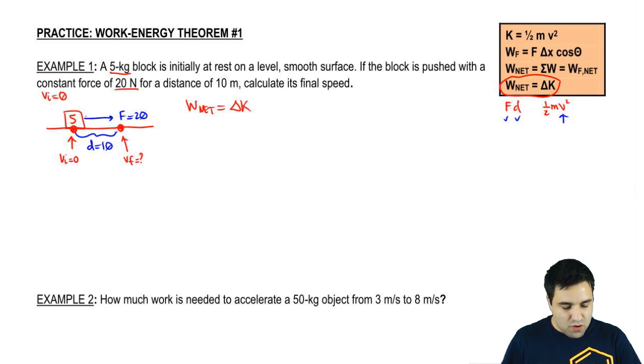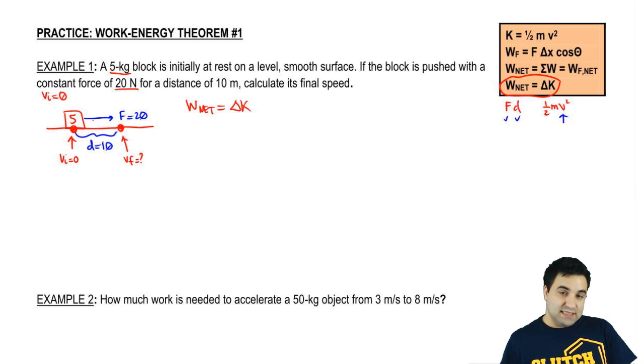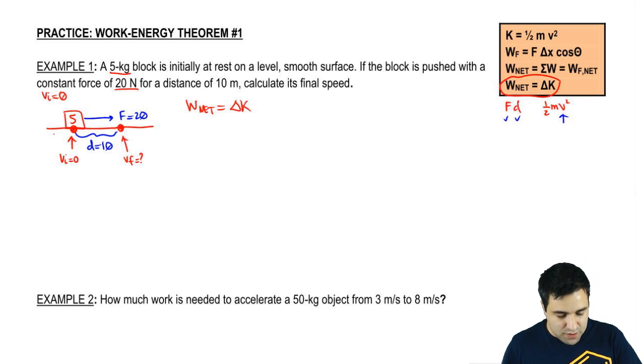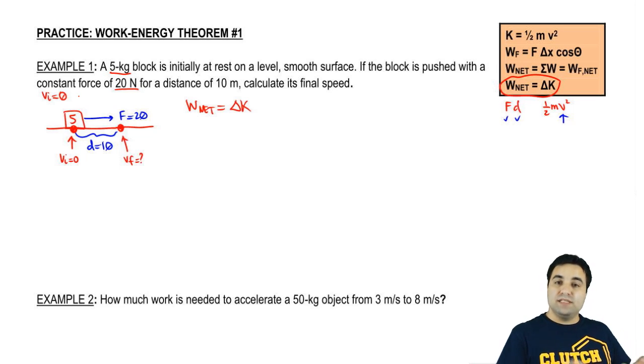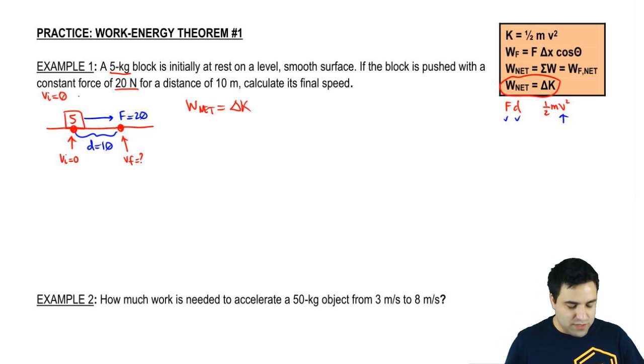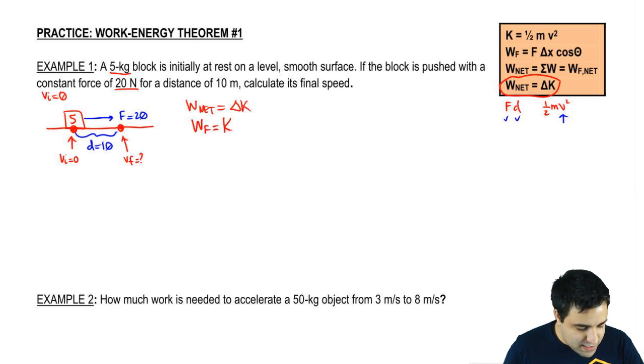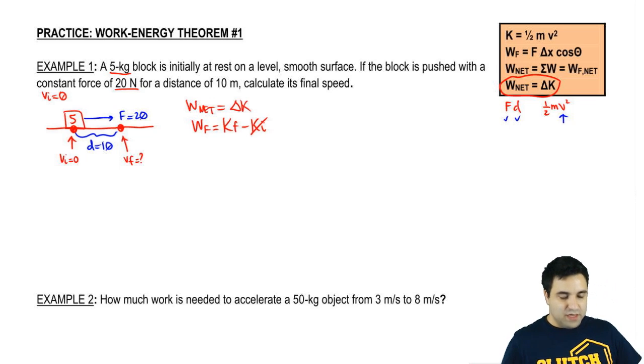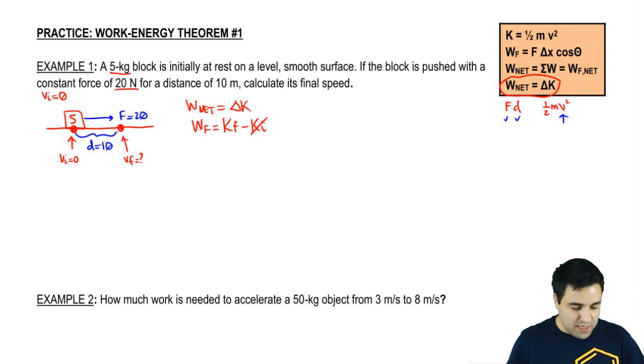All right, now the only force that does work on this box is F. I do have here mg going down and I have normal going up, but remember they're perpendicular to the displacement, therefore they don't do any work. So the only work here is the work done by F, which would be kinetic final minus kinetic initial. There is no kinetic initial because there's no velocity in the beginning.